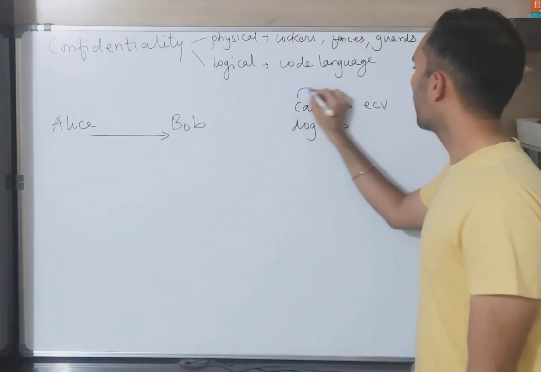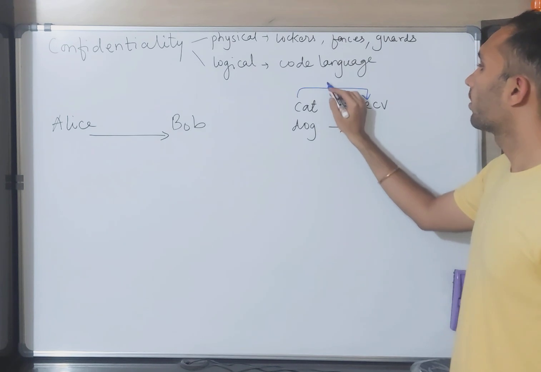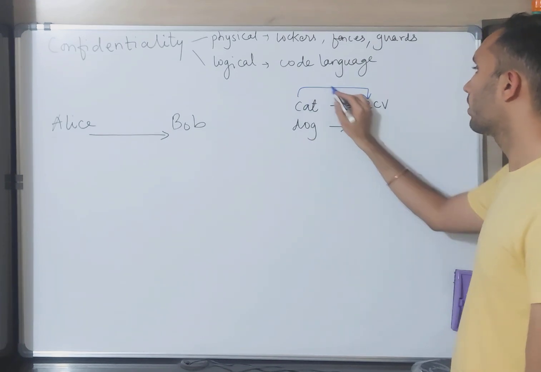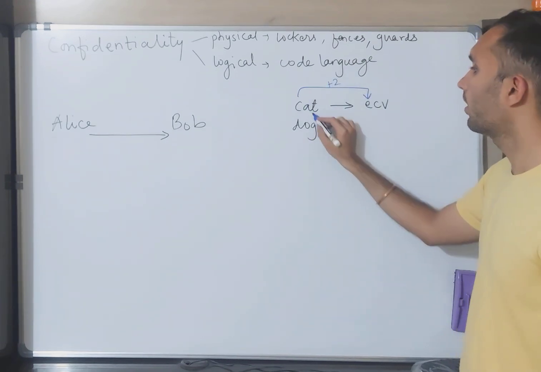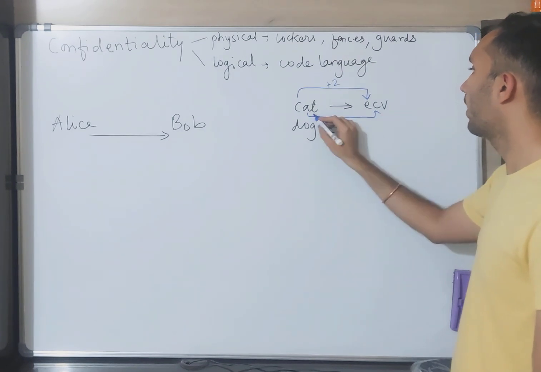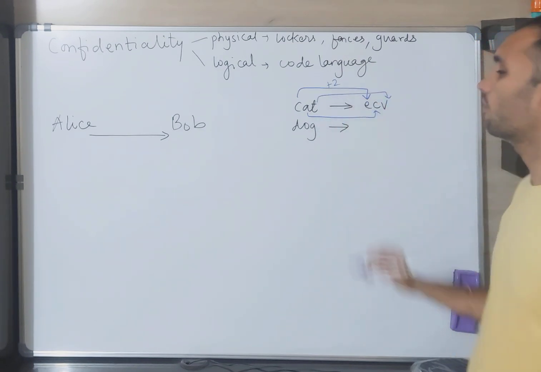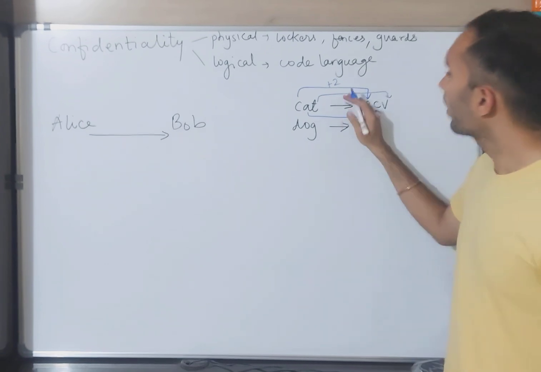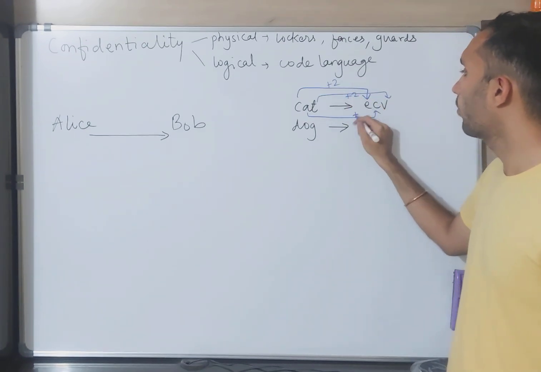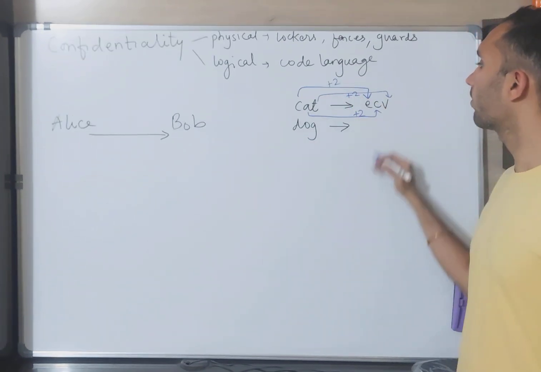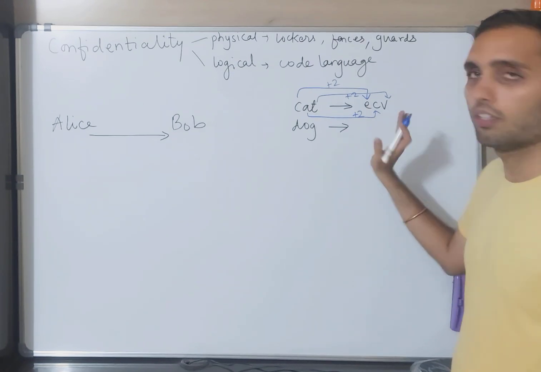So you can quickly understand in this example that the difference between C and E is of two letters, right? The same is the case with A and C, and the same is the case with T and V as well. So you can use the same approach, the same formula for dog, and then you have the resultant encoded word.